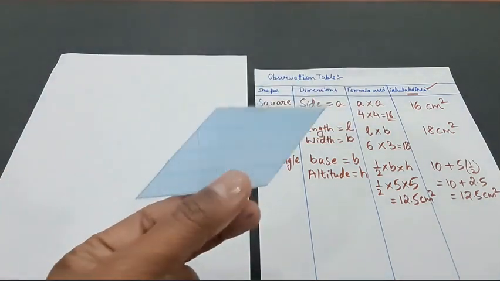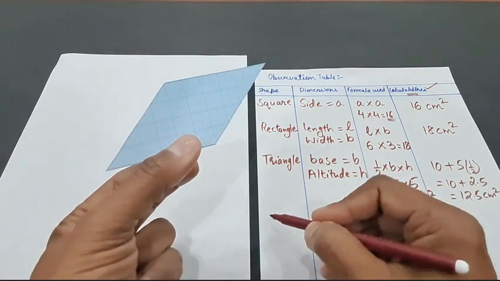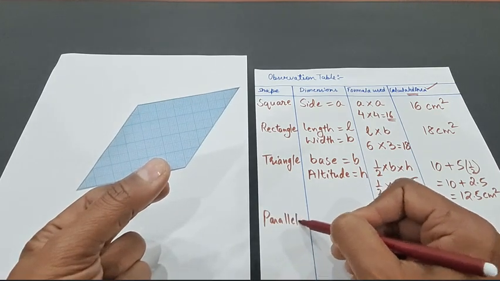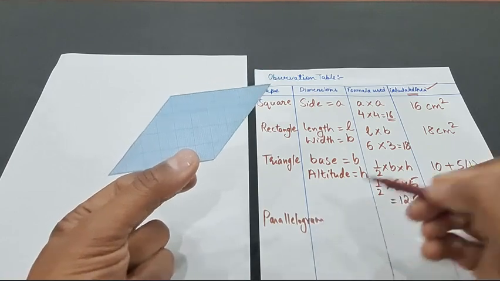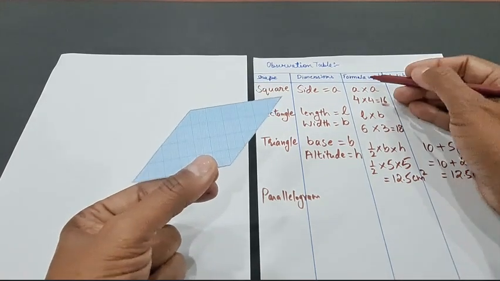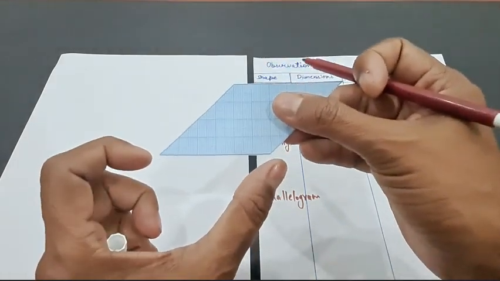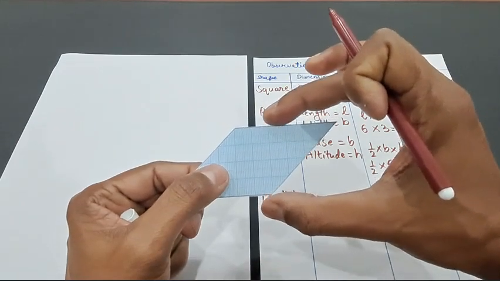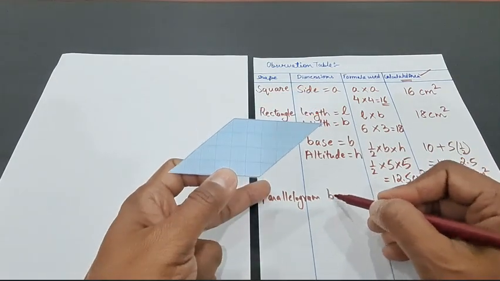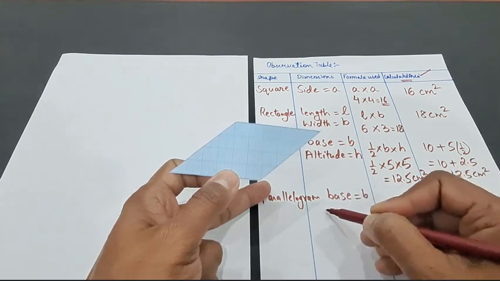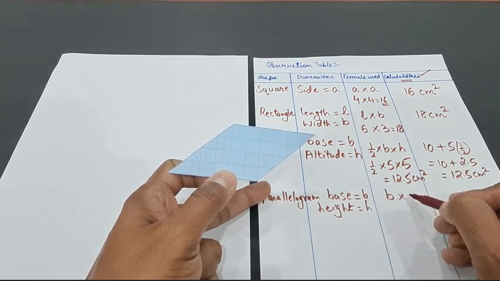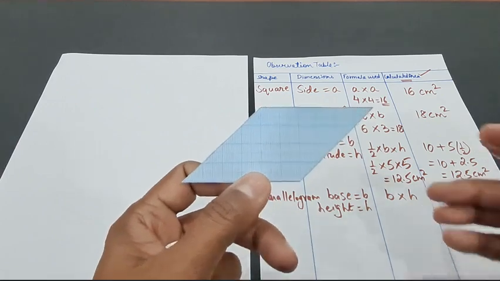Similarly, if we take a parallelogram, now we are changing the figure and we will be writing here the next figure, which is a parallelogram. Now in a parallelogram, what are the dimensions? If you derive the formula of a parallelogram, you need the base of the parallelogram and the height of the parallelogram, the distance between the parallel sides. So if you know the base b and the height, which is h, if you multiply base and height, you will get the area of this parallelogram.